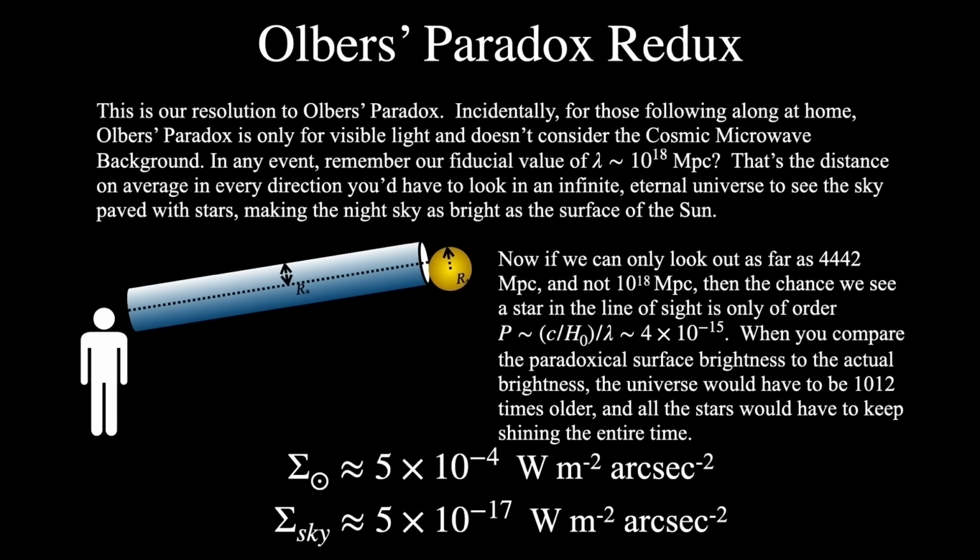So the surface brightness of the sun is about 5 times 10 to the minus 4th watts per square meter per square arcsecond. But the sky brightness due to starlight, or just light that is not the cosmic microwave background, is about 5 times 10 to the minus 17th watts per square meter per square arcsecond. It's much, much, much, much dimmer. And therefore, Olbers paradox is solved by the finite age of the cosmos, and because the light has only had time to get to us from 4.4 gigaparsecs away. And there's the solution to Olbers paradox.